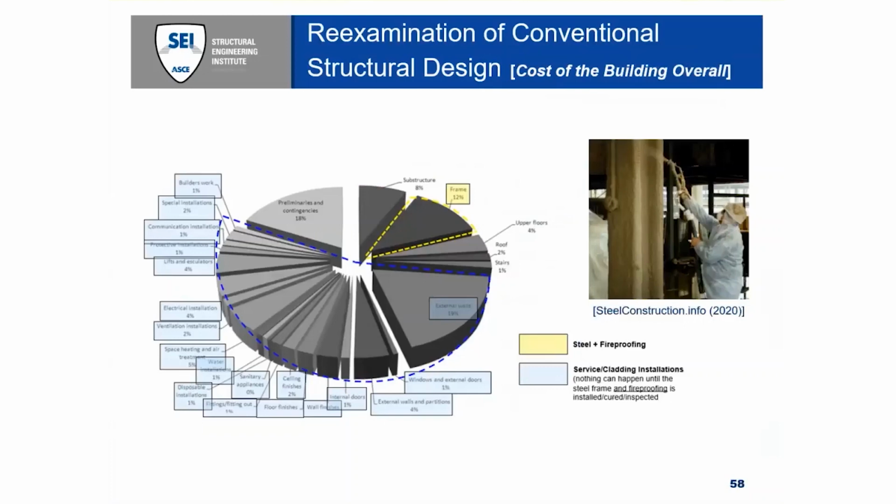How about we zoom out even further and consider the total cost of the core and shell of a building? In this case, the accepted construction inefficiencies become even more pronounced. For reference, the cost of the protected steel structure only accounts for about 12% of the entire core and shell cost, which can be kind of humbling to us as structural engineers. Most of the overall cost is attributed to the service and cladding installations that account for about 60% of the building cost.